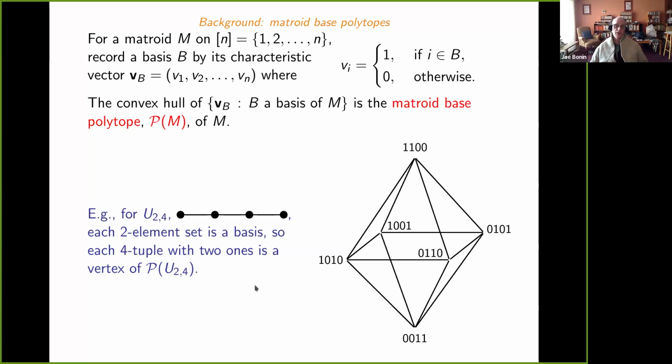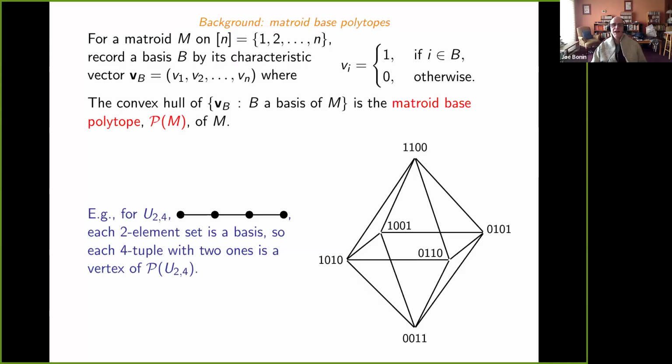To give a concrete example, look at U_{2,4}, the standard example people draw because it's one of the few you can actually draw. You have 4 points in general position on a line. Any 2 give you a basis, so your bases are the 2-element subsets of 1 through 4. You look at the corresponding 6 points in R^4, and those give you the vertices of the base polytope. And the edges of that polytope tell you about basis exchange and things like that. So that's the matroid base polytope.